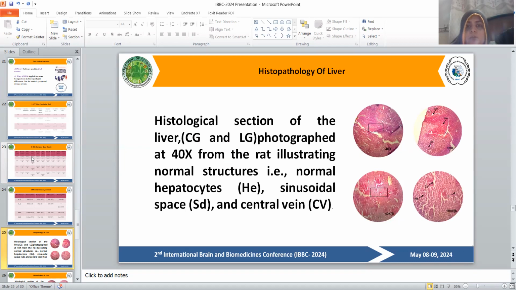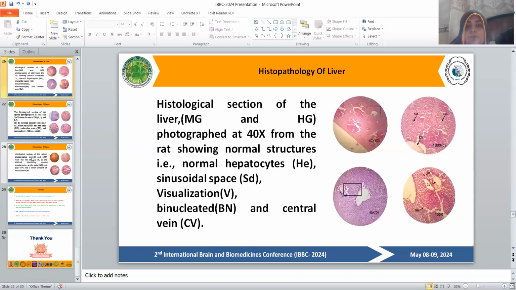Now we talk about histopathology of the liver. You can see here the histological sections of liver, control group and low dose group, photographed at 40x from the rat, illustrating normal structures, that is normal hepatocytes, sinusoidal spaces, and central vein. Here we can see there is not much difference in the control group and low dose group, which shows that the low dose group, that was 8 gram per kg, did not cause any injury or harm to the hepatocytes.